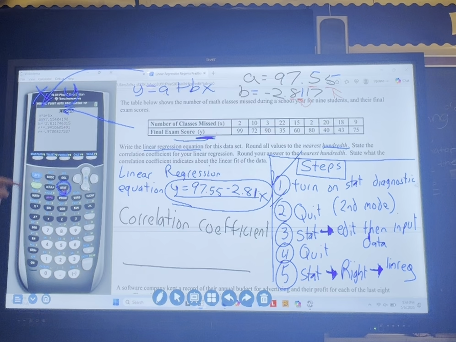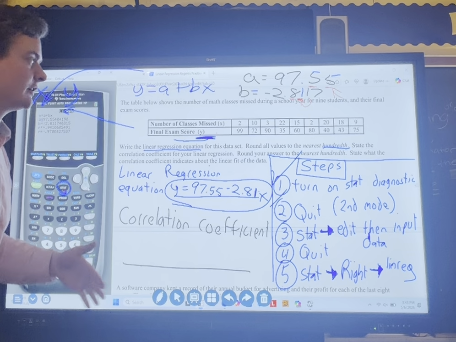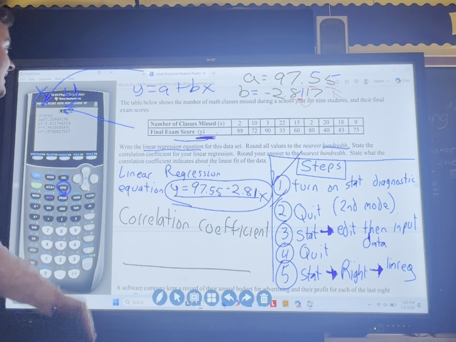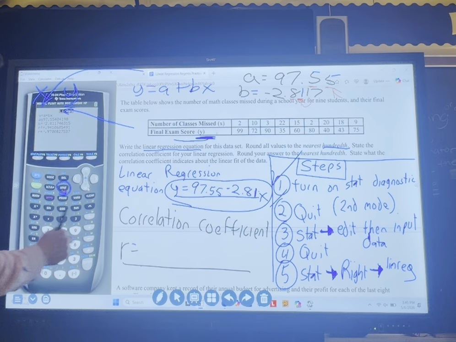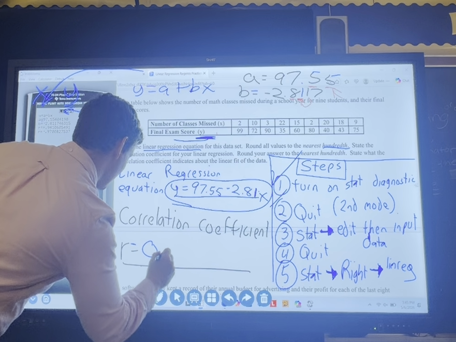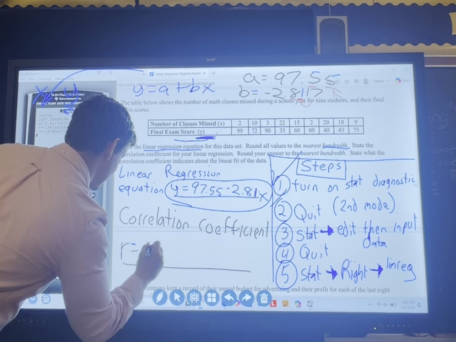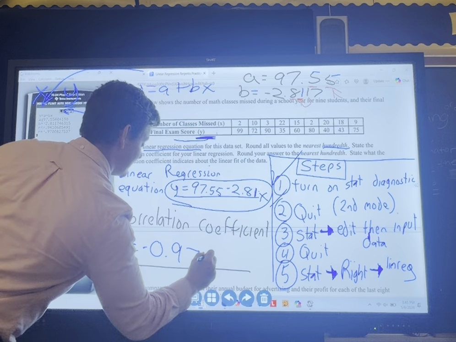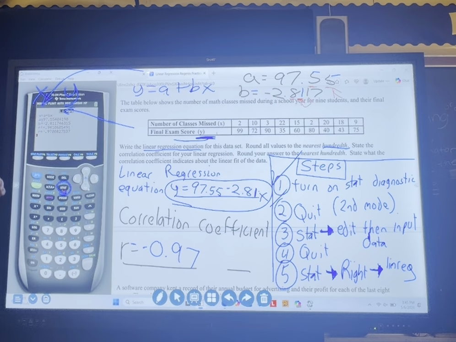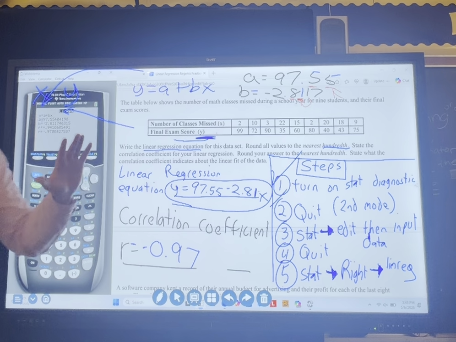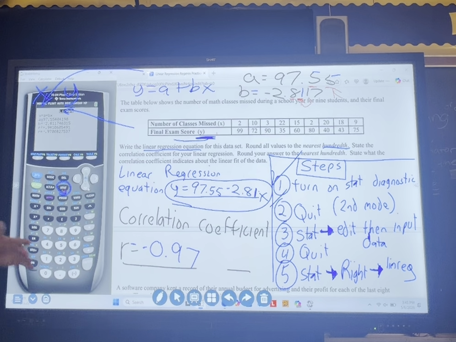My correlation coefficient is this bottom r. If the r doesn't show up, that means your stat diagnostic is not turned on. Go back, turn on the stat diagnostic, and go back to the screen. It'll work. My correlation coefficient is r equals negative 0.970. Again, round to the nearest hundredth. It stays low, negative 0.97. That's my correlation coefficient. Okay, that's all the calculator can give me.